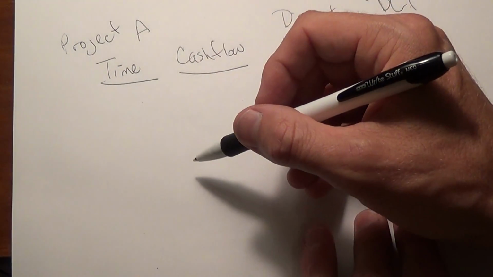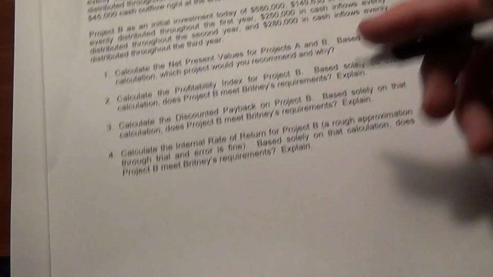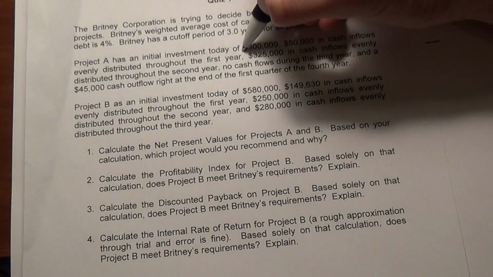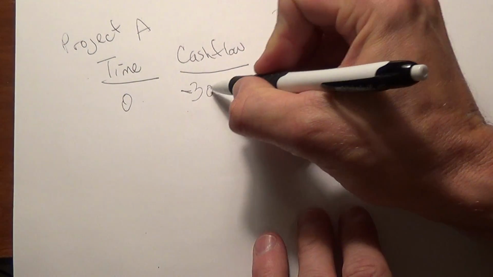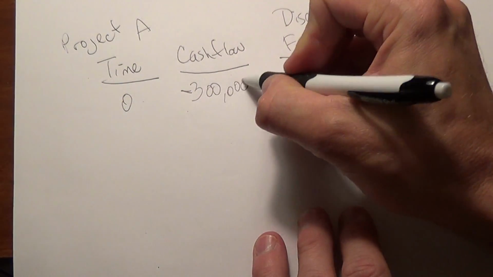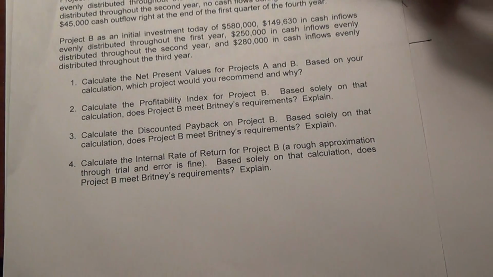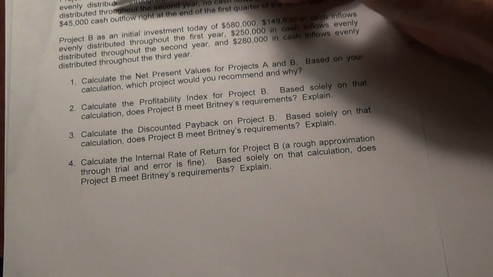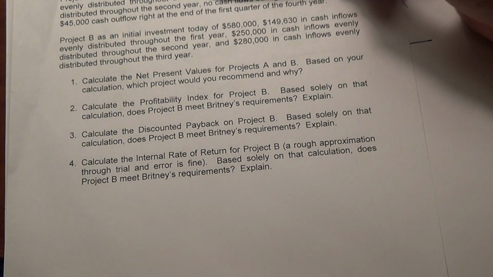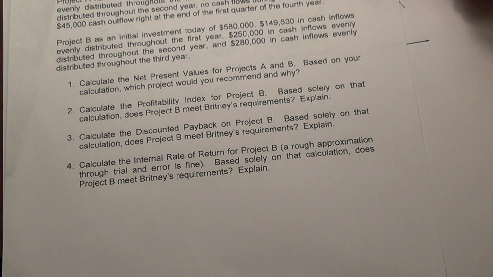And then time, there's a cash flow at time 0. The cash flow at time 0 for this project is $300,000. So at time 0, you'll see a negative $300,000. Then we see that there's $50,000 inflow, but it's evenly distributed after the first year. If we use 1 for time, then that will assume that $50,000 comes at the very end of the first year.